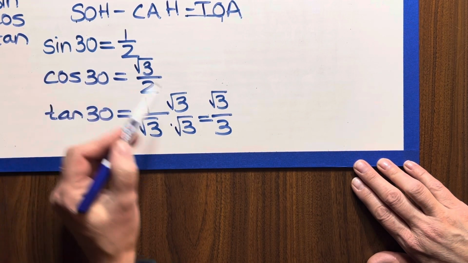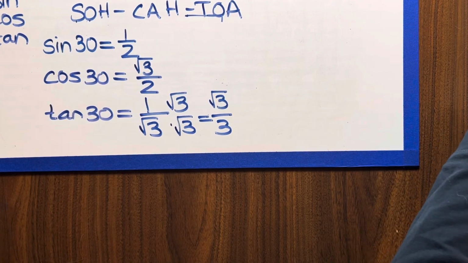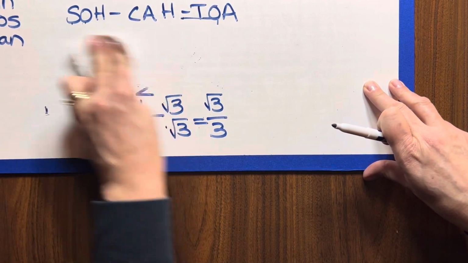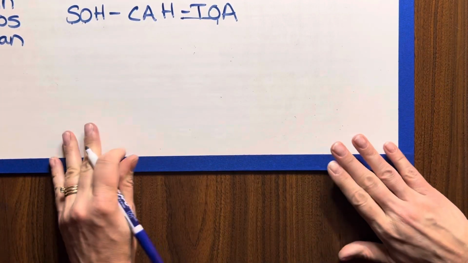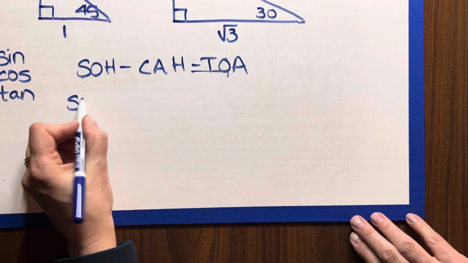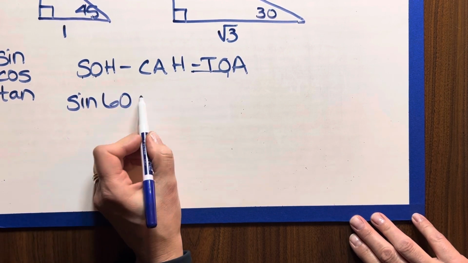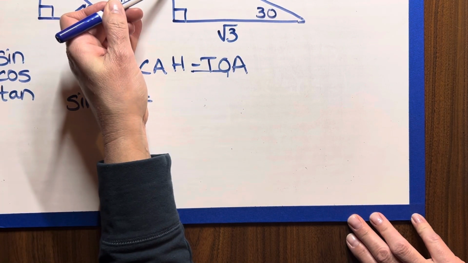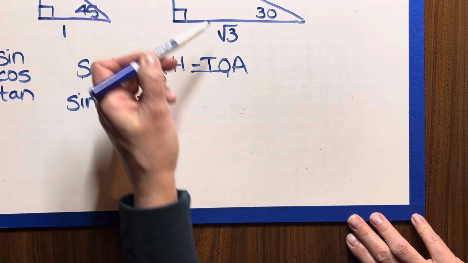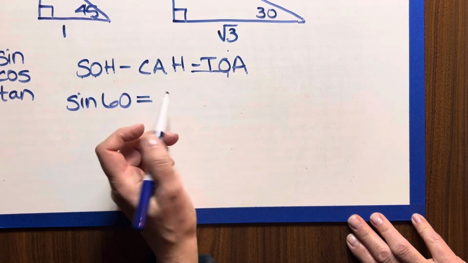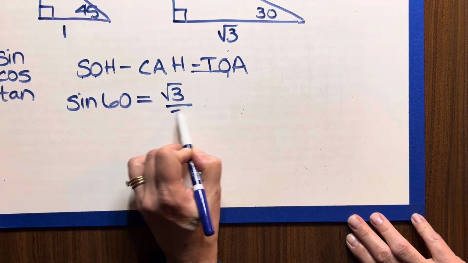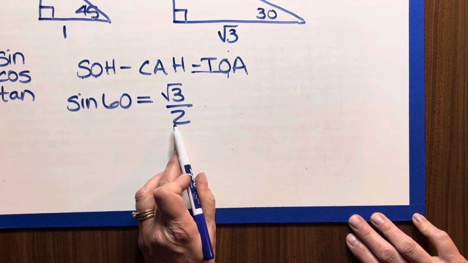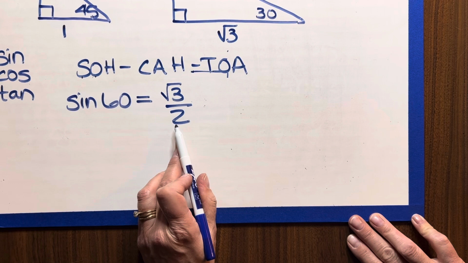Okay, so keep all these values in mind, because now we're going to do the same thing and we're going to use our 60-degree angle. We're going to start over at sine. So the sine of 60 degrees. So now my 60-degree angle is up here. So opposite over hypotenuse. So square root of 3 over 2. This number should look familiar because it was the same thing as the cosine of our 30-degree angle.